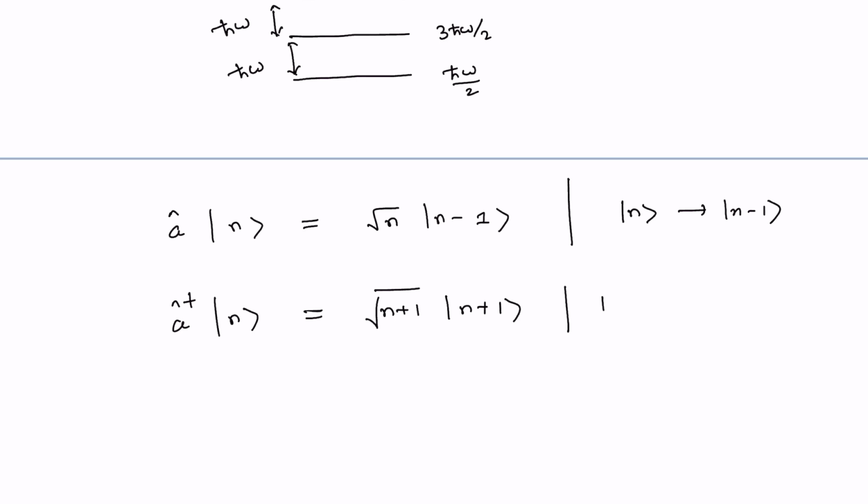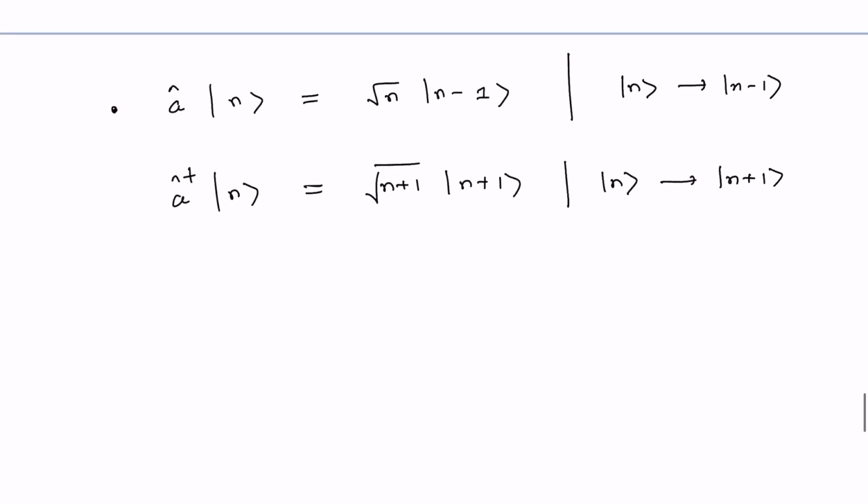That means you are going from the state n to n plus 1, that is the upward transition, and in the case of the annihilation operator, this is the downward transition. Also note that when this annihilation operator operates on the ground state, that means n is equal to 0, that means there are 0 quanta in the ground state, this is going to give you 0 because the annihilation operator cannot take the ground state any further below, because the ground state is the lowest energy state.